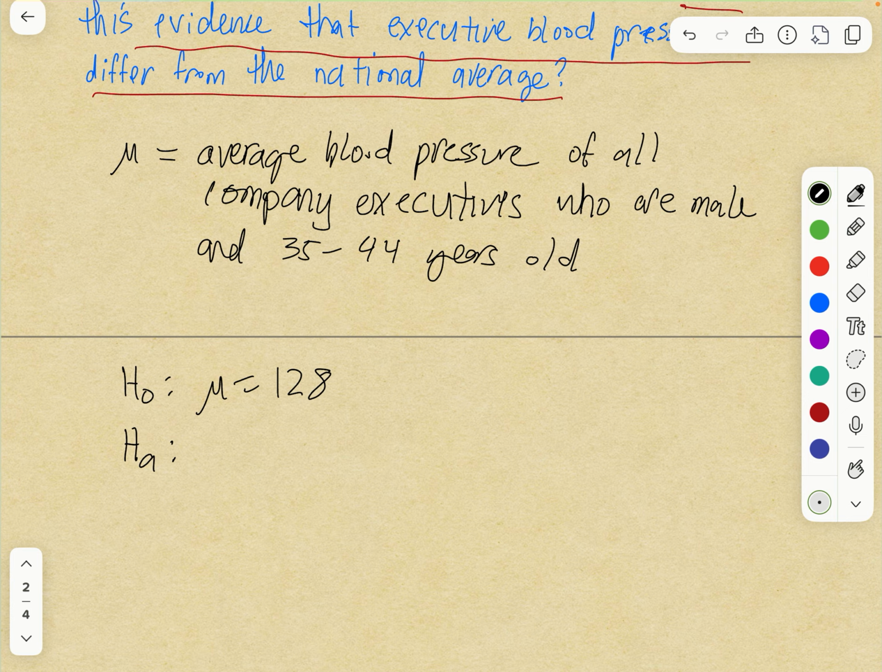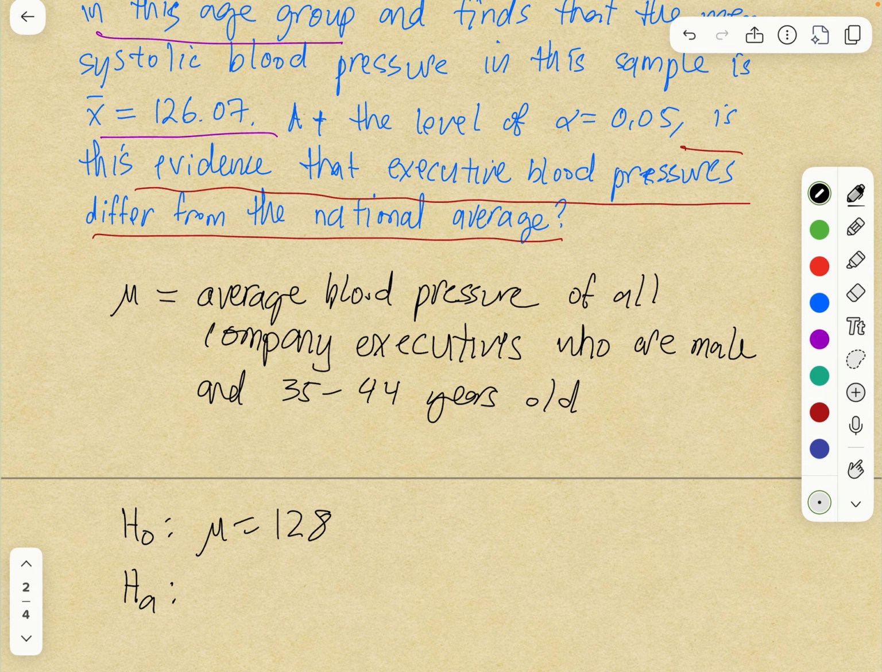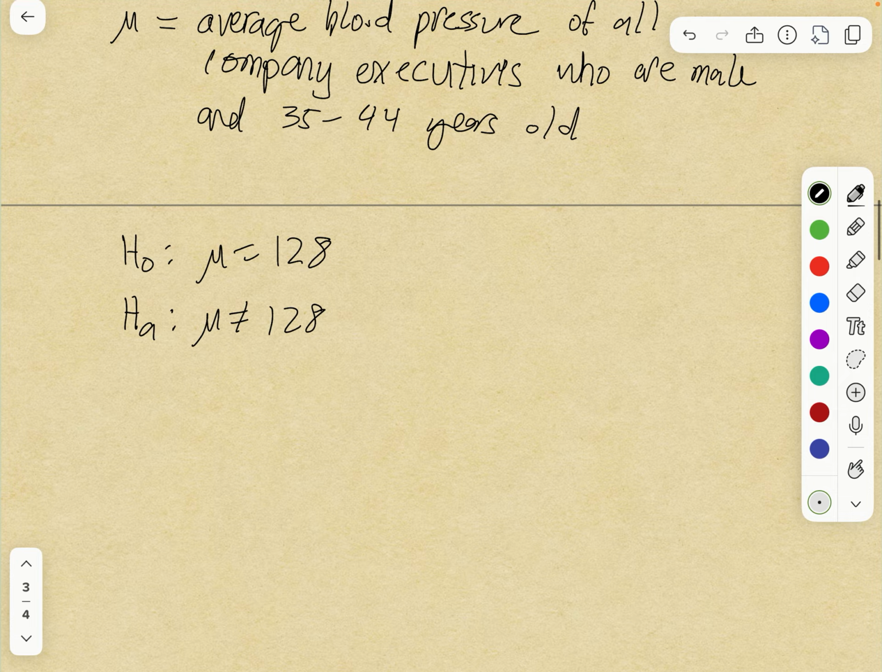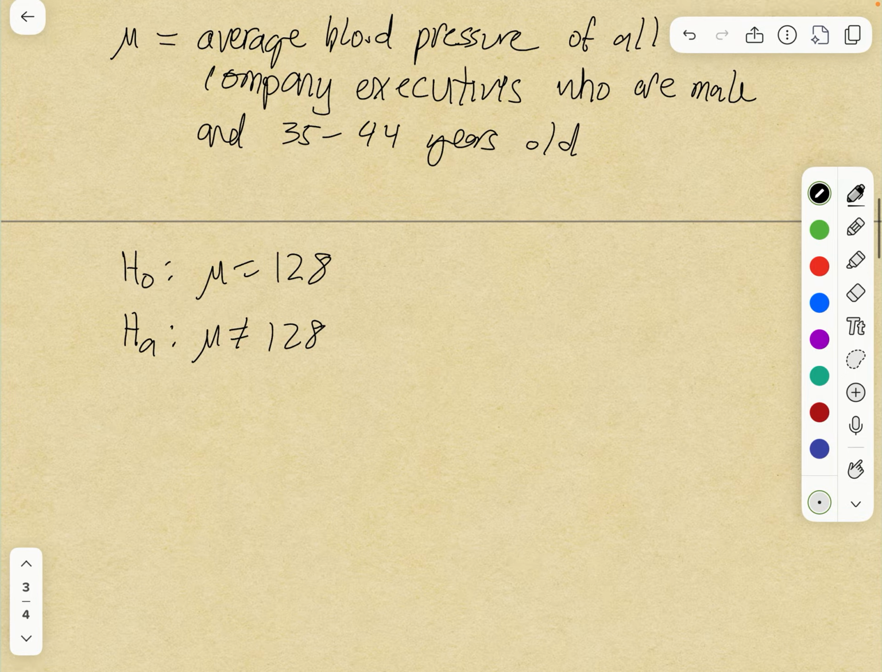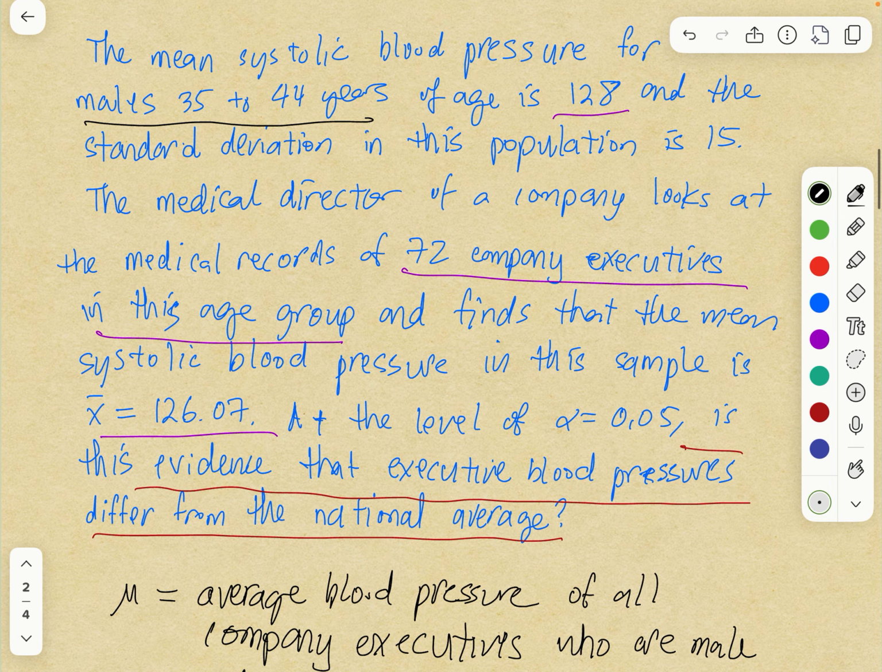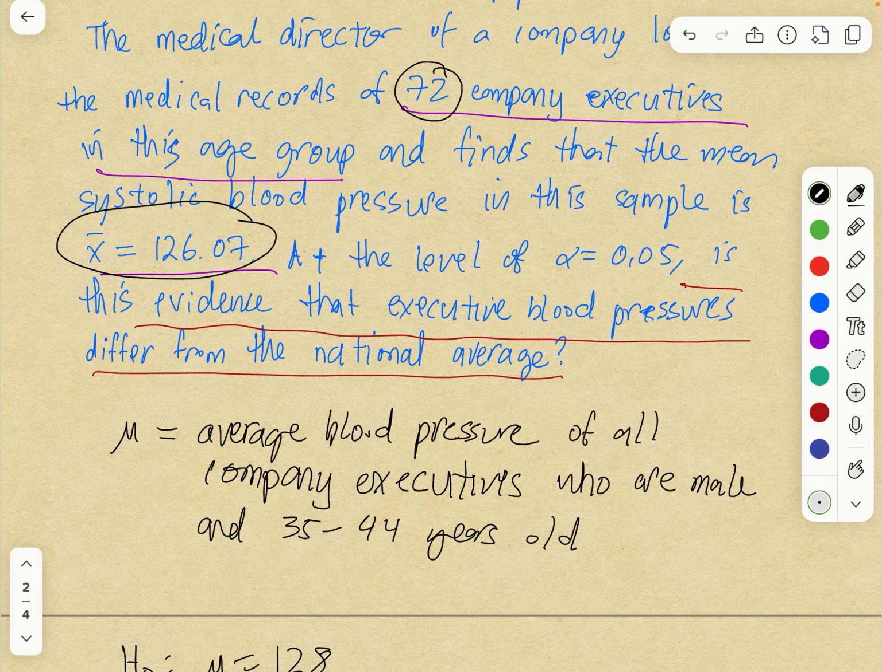Okay, what's the alternative hypothesis? Well, it's asking whether there's evidence that executive blood pressures differ from the national average. So in other words, mu is not equal to the national average, which is 128. Okay, so those are the hypotheses. Now we have to see how much evidence there is from the sample in favor of the alternative hypothesis. So there's a sample of 72 blood pressures, and the mean is 126.07.